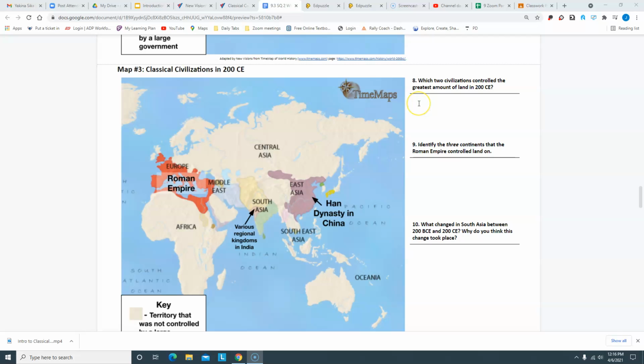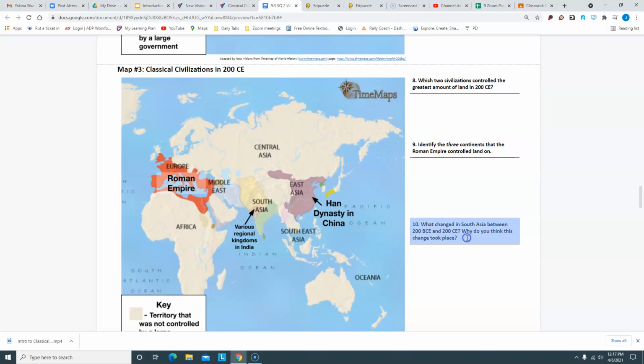Looking at question 8, which two civilizations control the greatest amount of land in 200 CE? Which two civilizations? Answer that in the Edpuzzle. Now, question 9. Identify the 3 continents that the Roman Empire controlled land on. So here's the Roman Empire. The Roman Empire exists on 3 different continents. List or identify those 3 continents in the Edpuzzle.